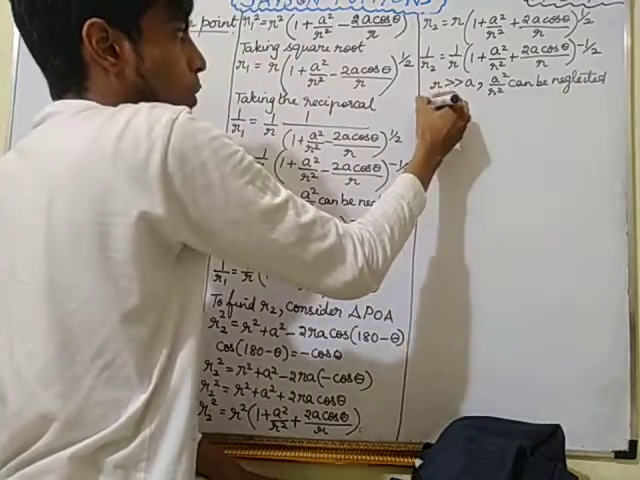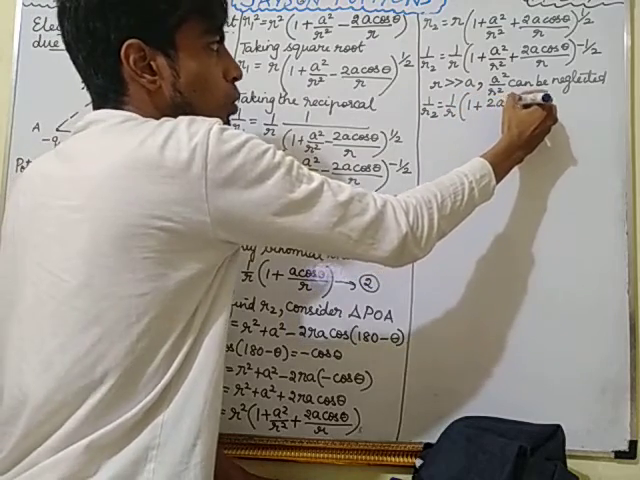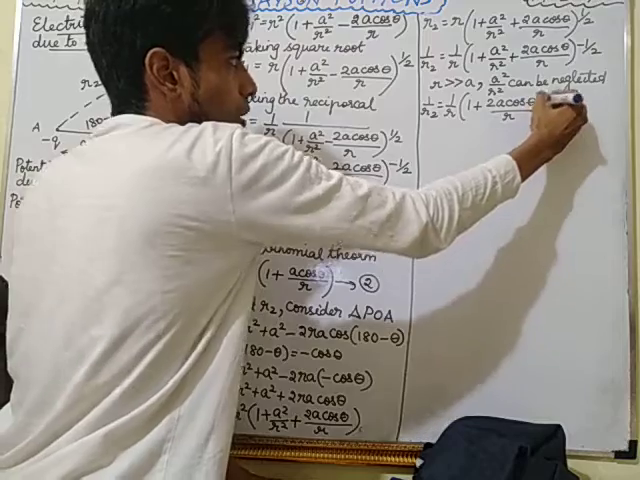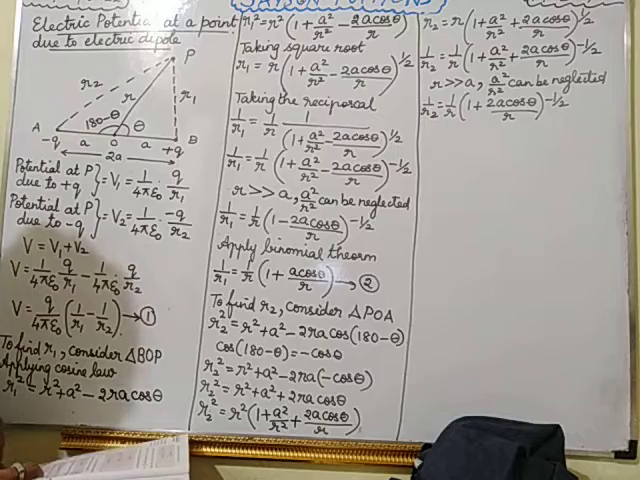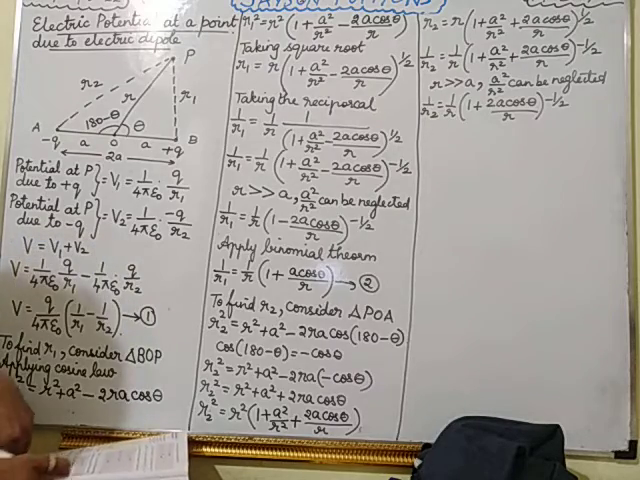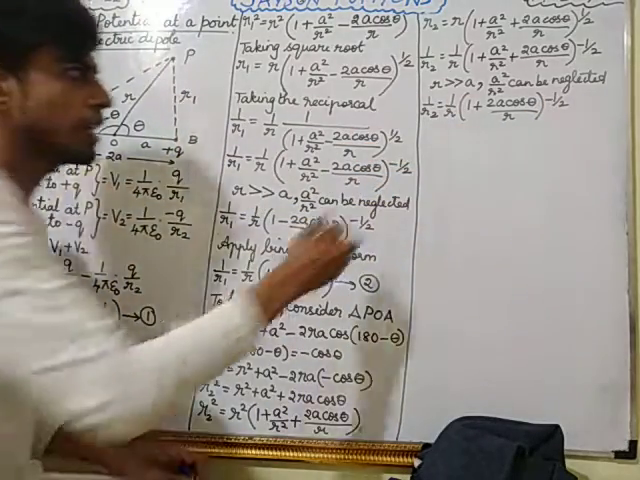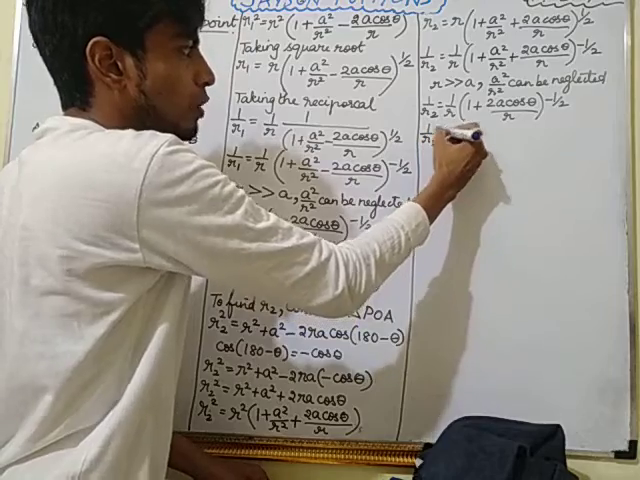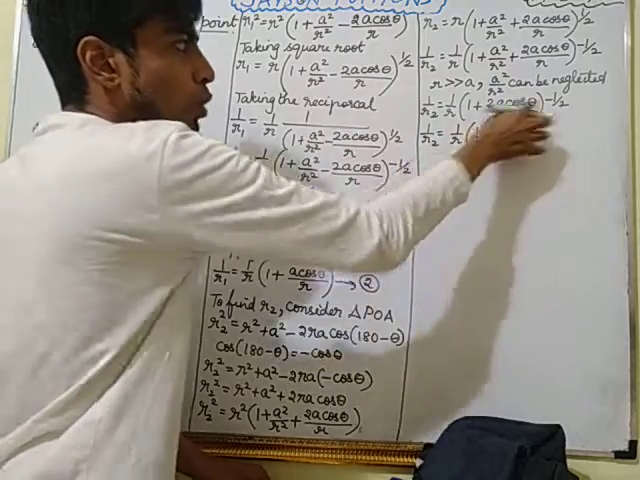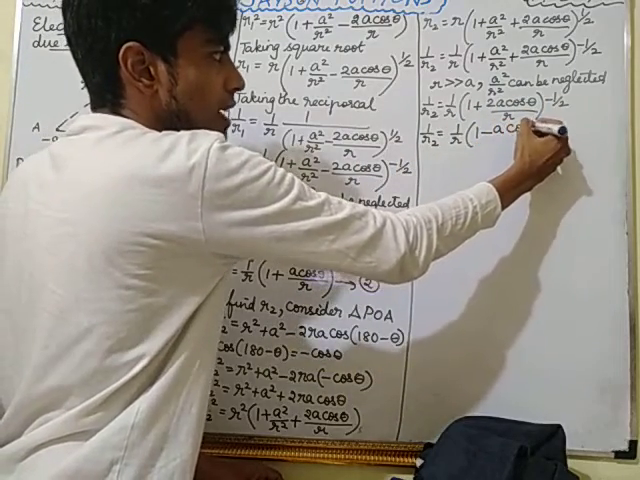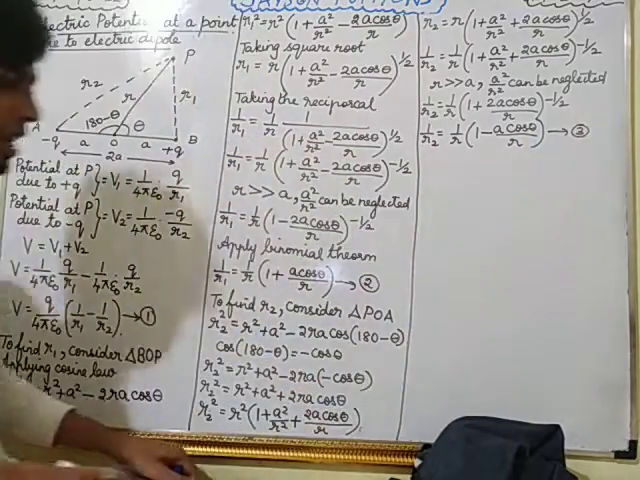So what I will get? 1 by r2 is equal to 1 by r into 1 plus 2a cos theta by r to the power 1 by 2. Like this I will get. Now I have to apply the binomial theorem. If I apply the binomial theorem, this power you should multiply with the second term. So what I will get? 1 by r2 is equal to 1 by r into 1 minus, the minus and 2 will get cancelled, a cos theta by r. So this is 1 by r2. This I am taking as equation number 3.